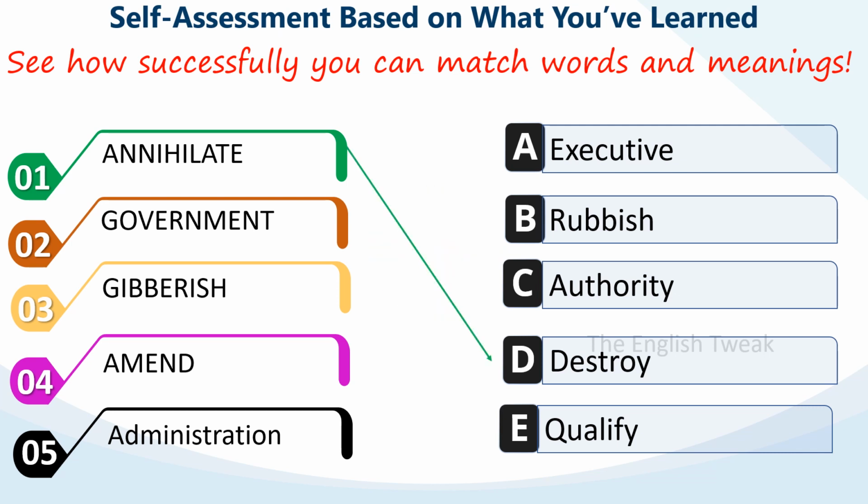And your correct answers are number 1, destroy. Government means authority. Number 3, gibberish means option B, rubbish. Number 4 means qualify, and number 5, administration simply means executive.